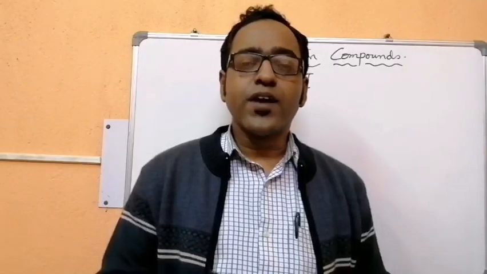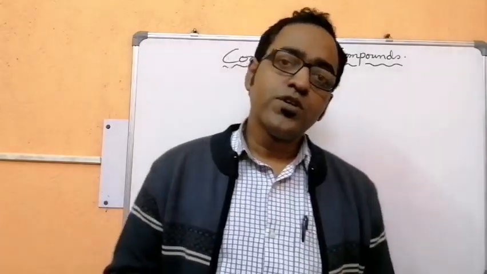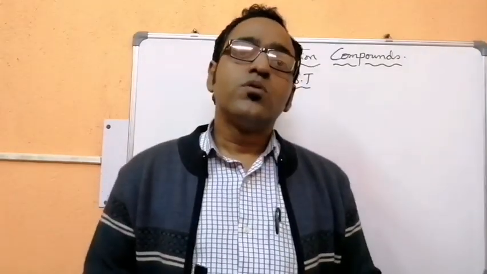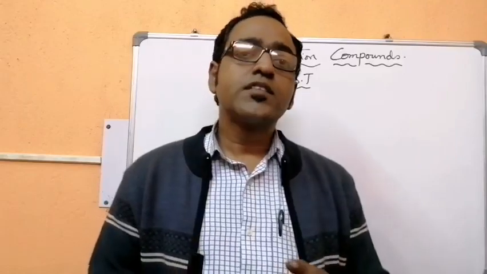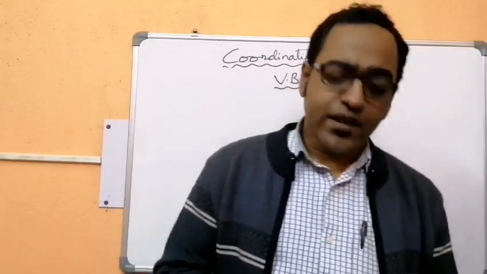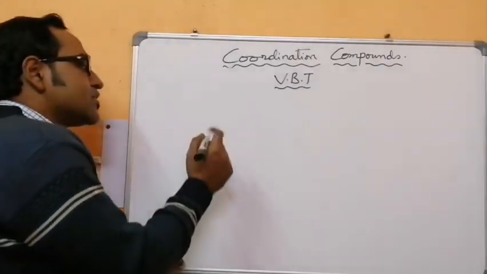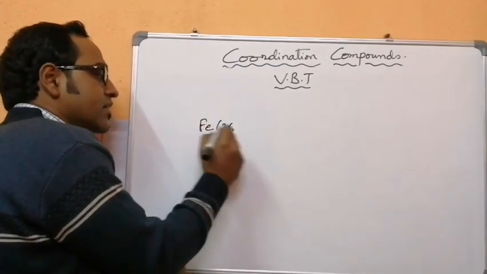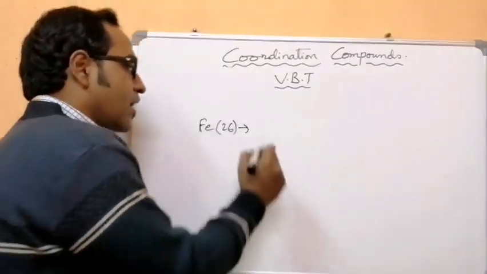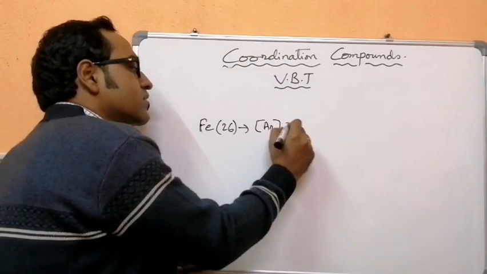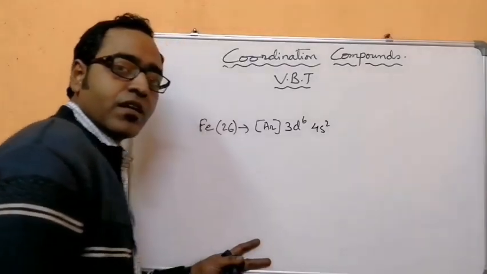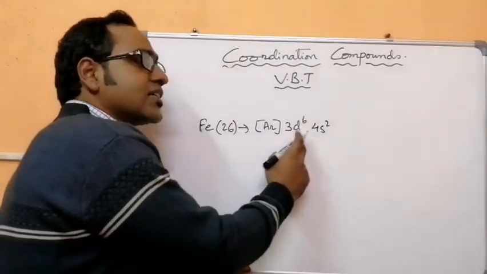Let's start with our topic, valence bond theory in coordination compounds. We all know that coordination compounds are formed by transition metals, so we need to memorize the electronic configuration of the transition metals from scandium to zinc. For example, iron. The atomic number of iron, Fe, is 26. Its electronic configuration is argon 3d6 4s2.